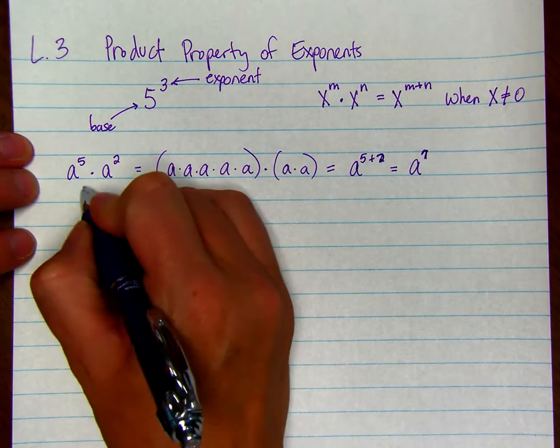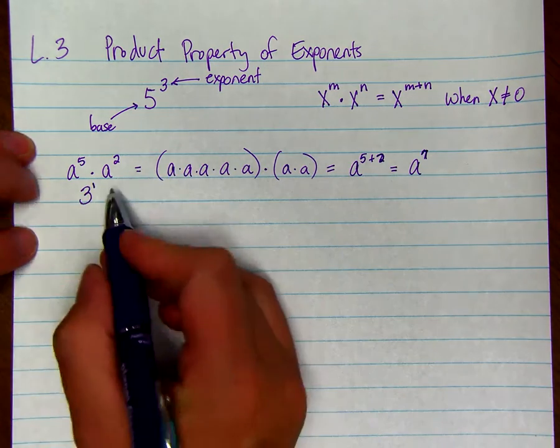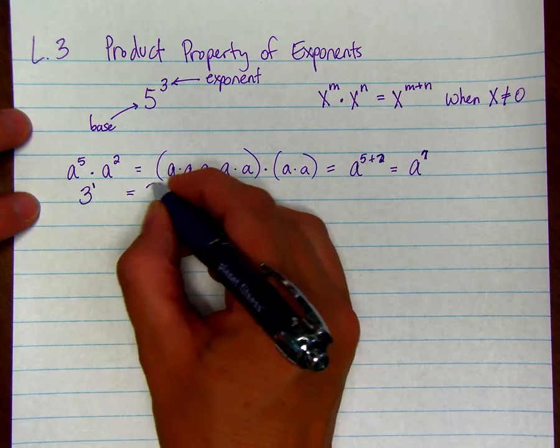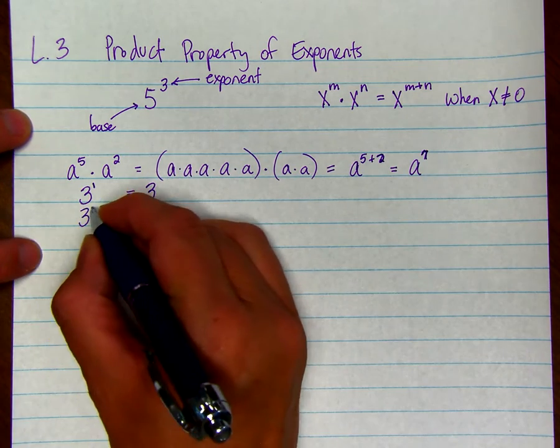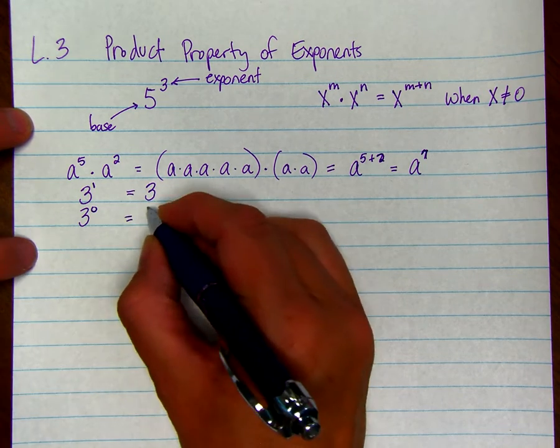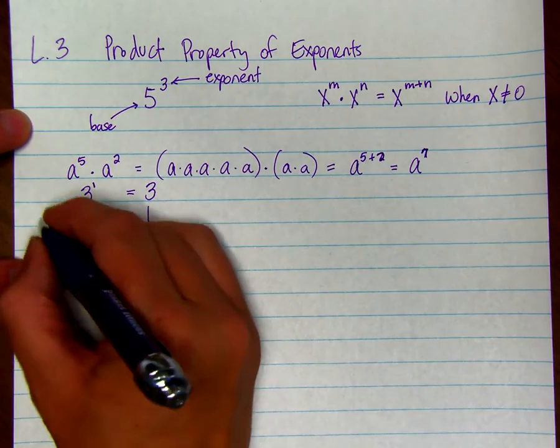Now when we have a number or a variable raised to the first power, that just equals the base. If we are raised to the 0 power, anything to the 0 power equals 1.